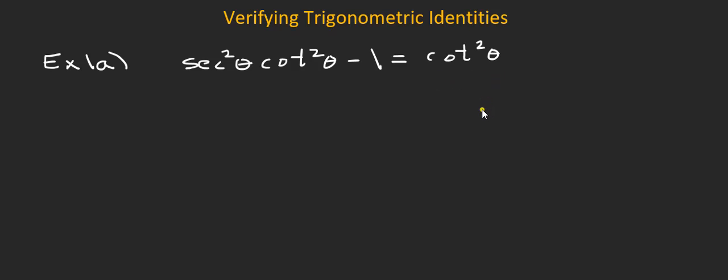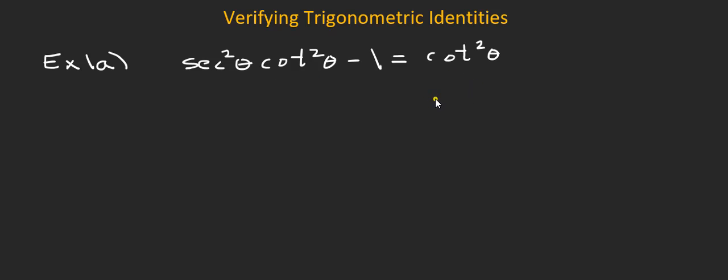My recommendation is that you work with whichever side looks more complicated. So in this example, the left side looks more complicated. So I'm going to work with the left side and end up verifying that this is equal to cotangent squared theta.